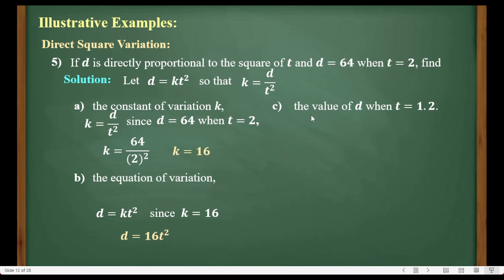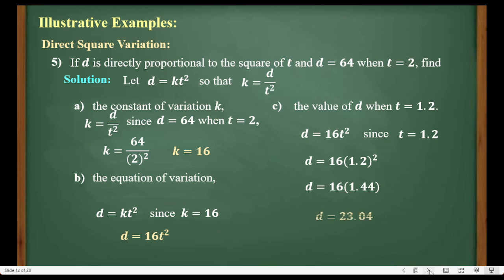And finally, for letter C, what would be the final value of d when t is 1.2? So we plug in 1.2 here as the value of t. So d is now 16 times 1.2 squared. We know that 1.2 squared is 1.44 multiplied by 16. Therefore, your d is equal to 23.04. Okay. Next.